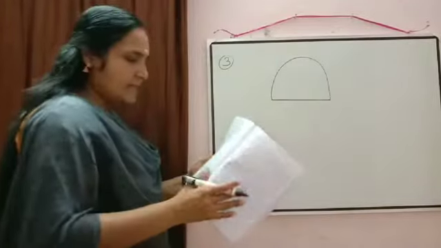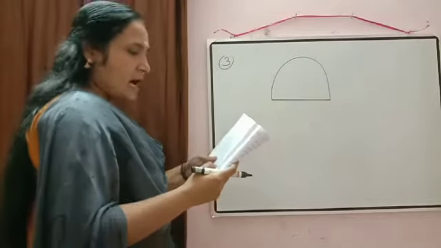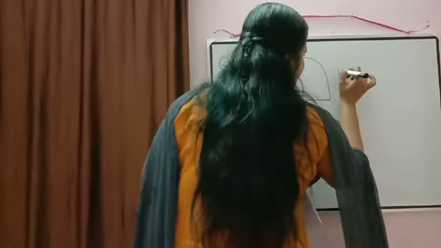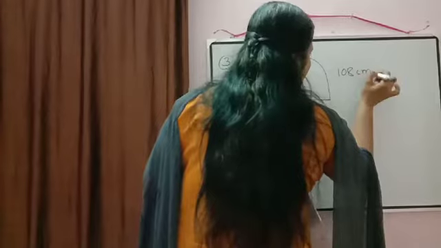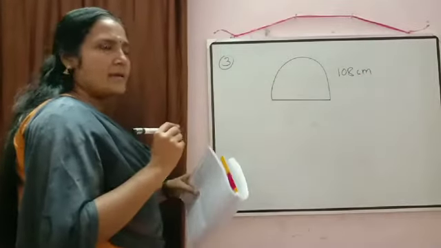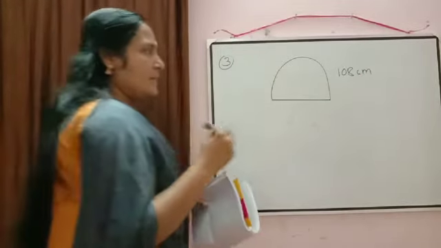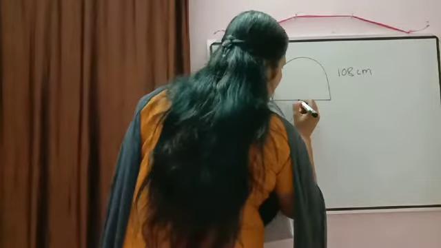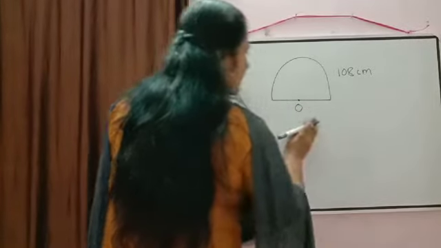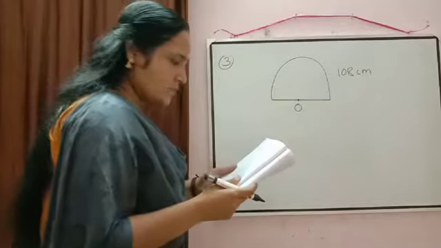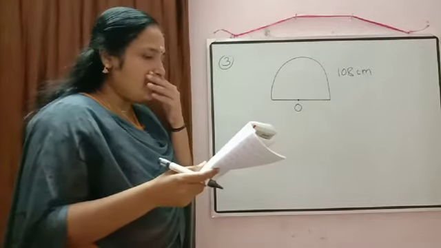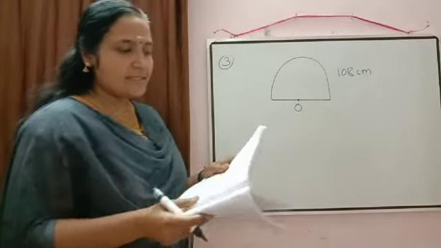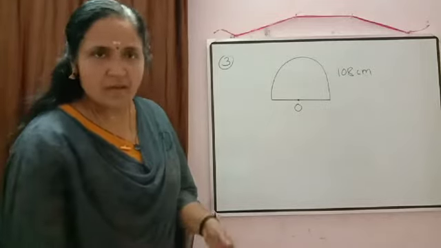The perimeter of a semicircular protractor is 108 centimeters. It is given that the perimeter of a semicircular protractor is 108 centimeters. If it is a semicircle, somewhere the center will be there, and that center I have marked as O. Now, can you tell me what will be the perimeter of this semicircular protractor?